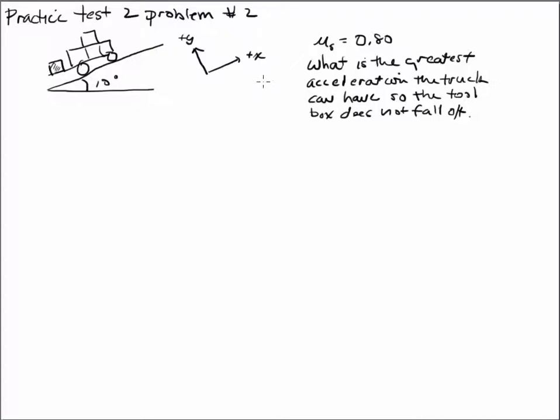All right, we have a truck driving up a hill, toolboxes on the back of the truck. And the question is, what is the greatest acceleration the truck can have so that the toolbox does not fall off? So the first question to think about is, okay, what is it that's keeping the toolbox on the truck? What is it that is accelerating the toolbox? What force?